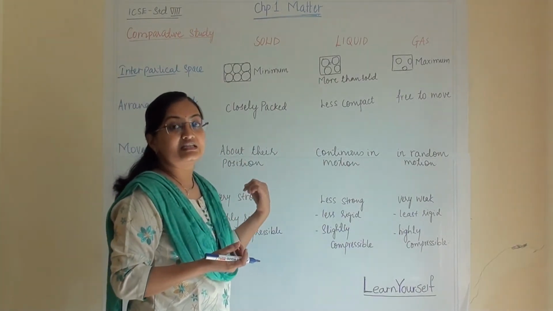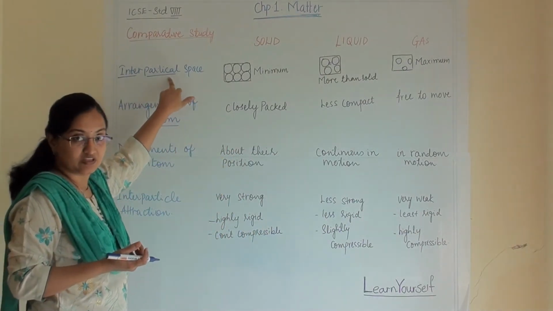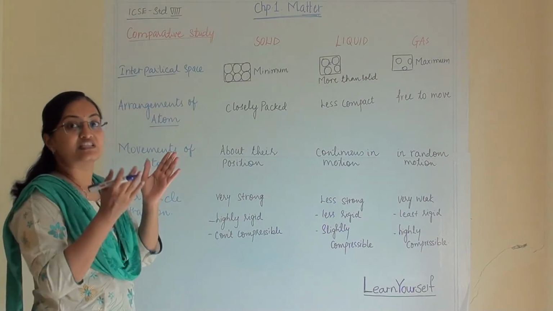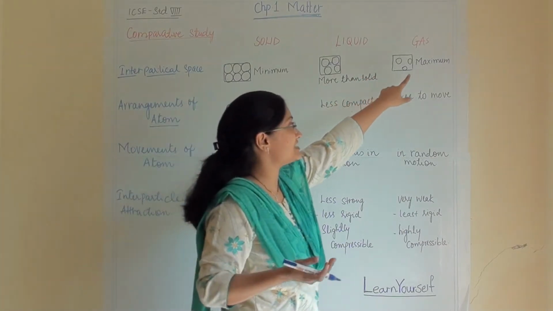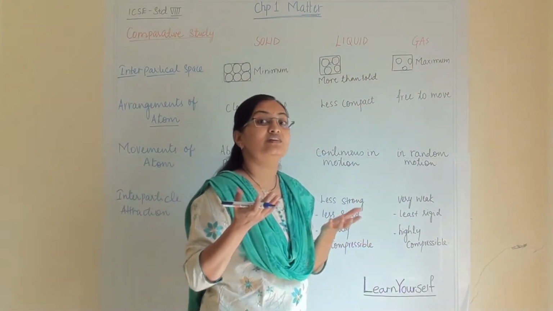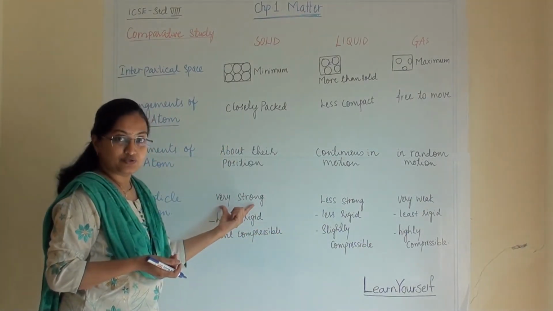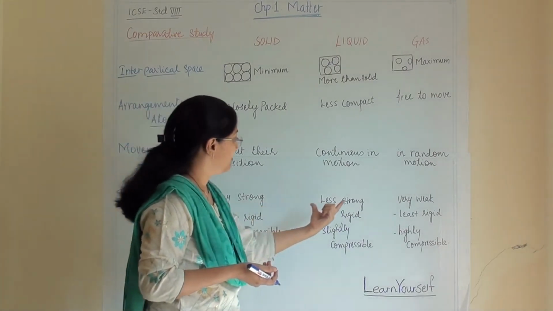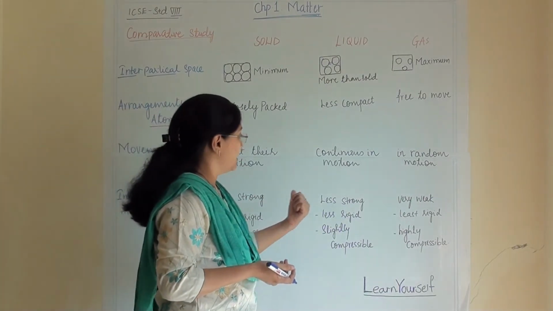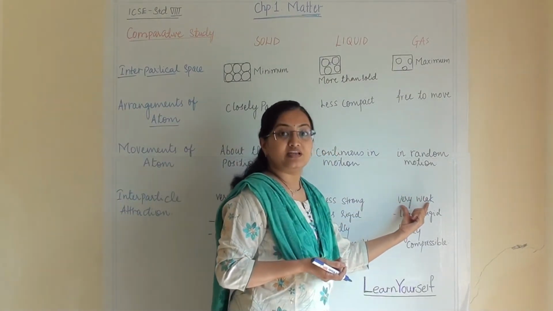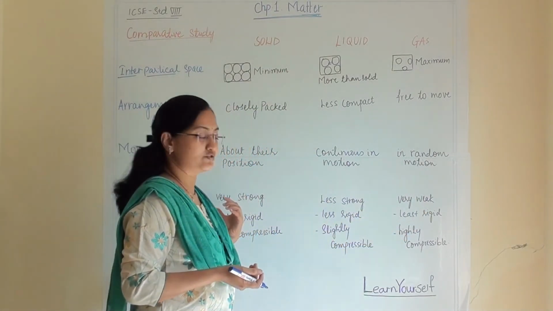We say this is interparticle attraction, whereas here it is interparticle space. They both are opposite. If space is least, the attraction is maximum. If the space is maximum, the attraction is least. So in solid the attraction is maximum or very strong, whereas in liquid it is less strong compared to solid. And attraction between gaseous molecules is very weak compared to liquid and solid.